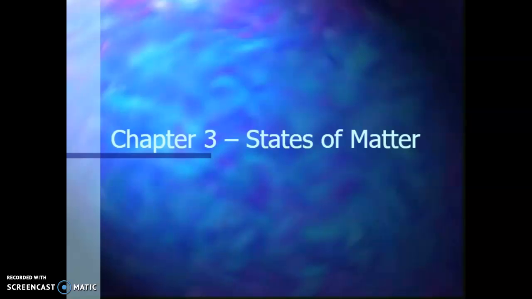All right, so let's start chapter three in physical science, which is the third chapter of this semester where we focus on chemistry. And this chapter is all about states of matter. In essence, this is kind of simple chemistry, but there's still some things that we want to learn from this chapter about states of matter.